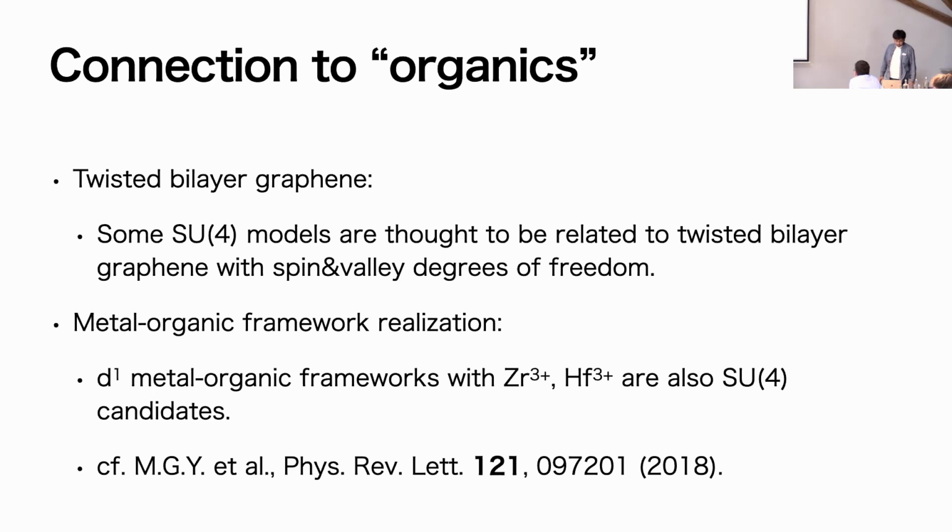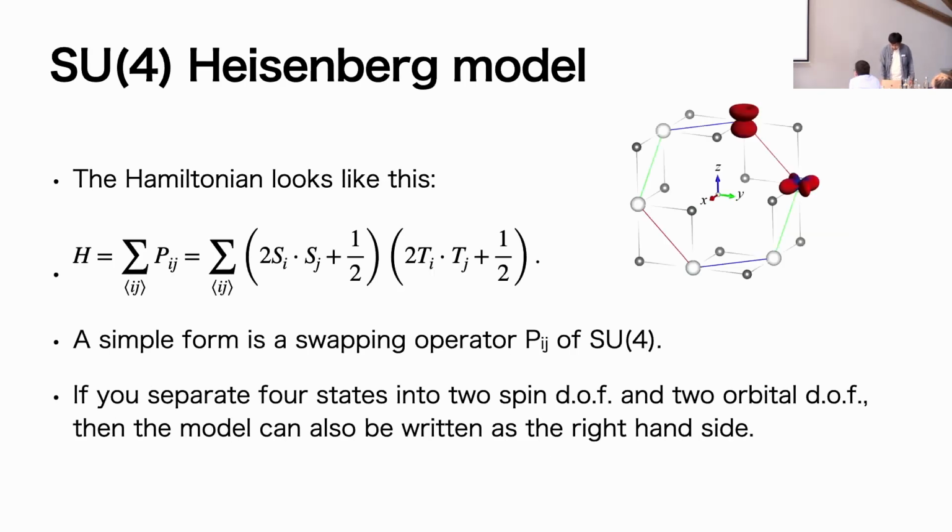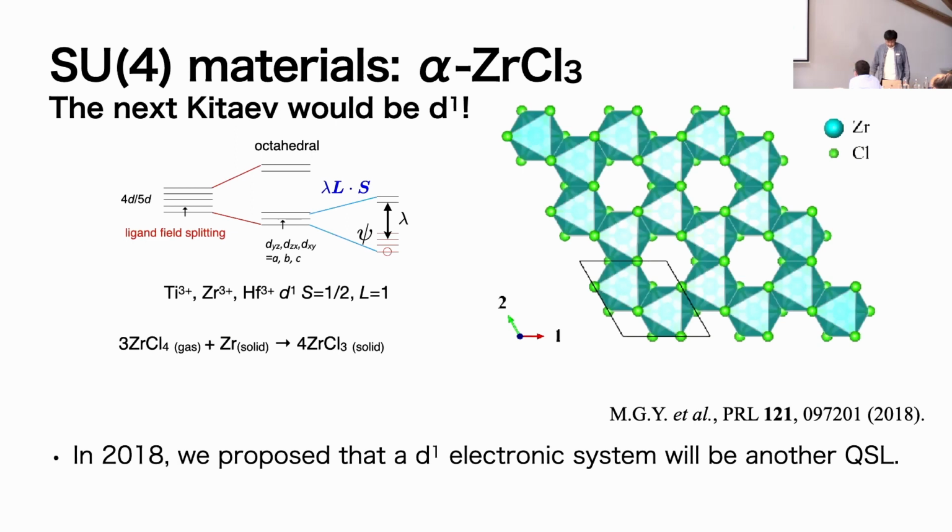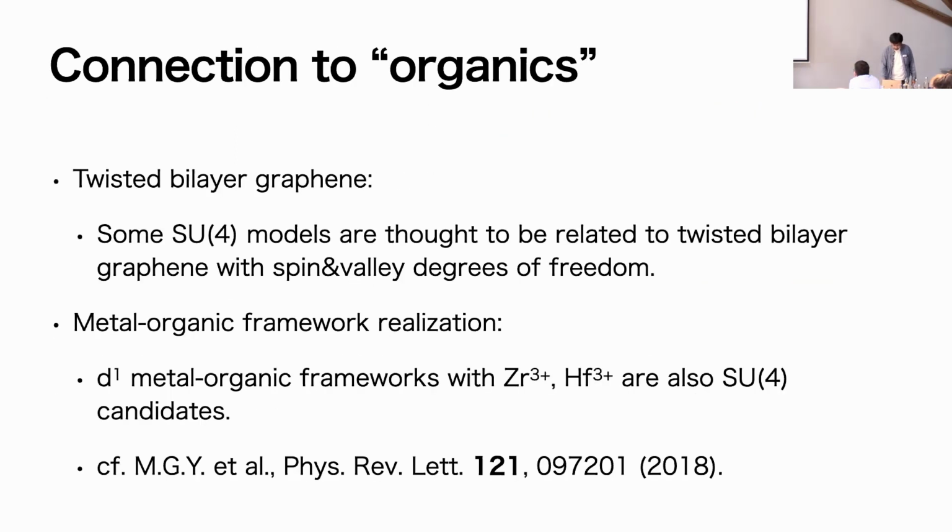And also, the essential part of my derivation of this model in this paper is just d1 in strong spin-orbit coupling. So we can also consider honeycomb metalorganic frameworks consisting of zirconium 3+ or hafnium 3+ forming a honeycomb lattice. Then also can be an SU4 candidate. So there is still room to find organic material or metalorganic material which can realize this type of model. So this SU4 is very specific to honeycomb lattice. Yeah, very specific to honeycomb lattice. Only for honeycomb.